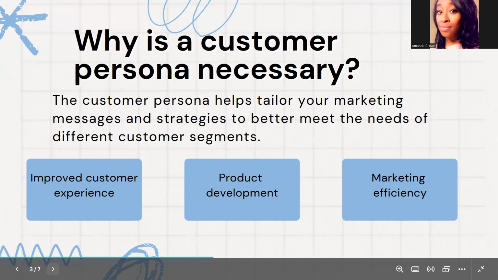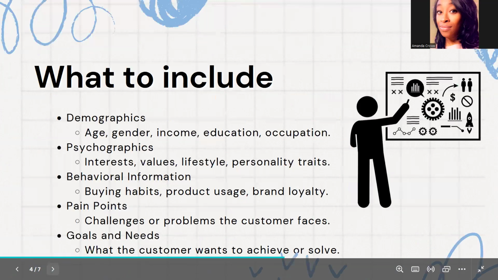Customer personas help with product development. It guides the creation of products or services that better satisfy your customers' needs. And it also helps with marketing efficiency. It helps optimize marketing efforts by focusing on the most valuable customer segment. Again, these are the customers that are most likely to buy your product or service.